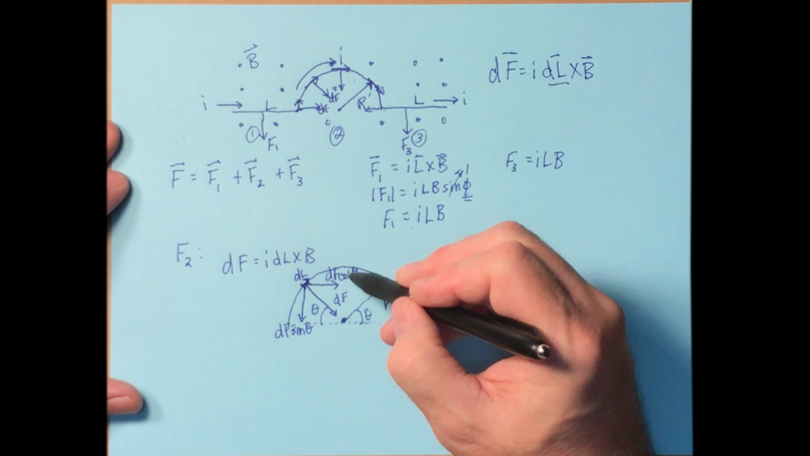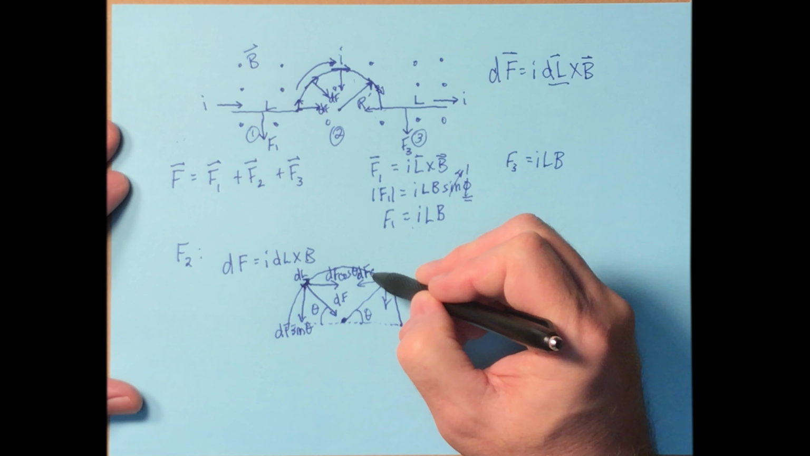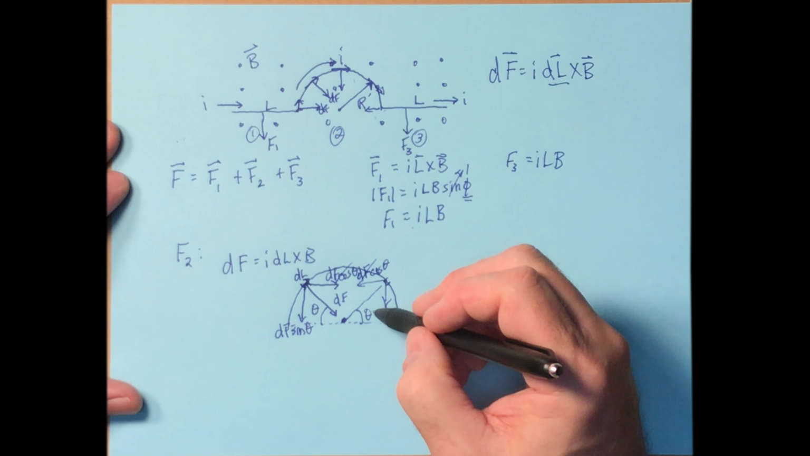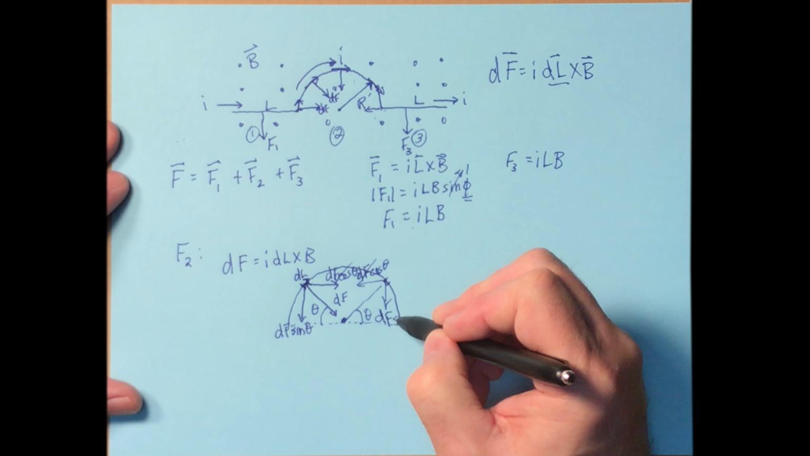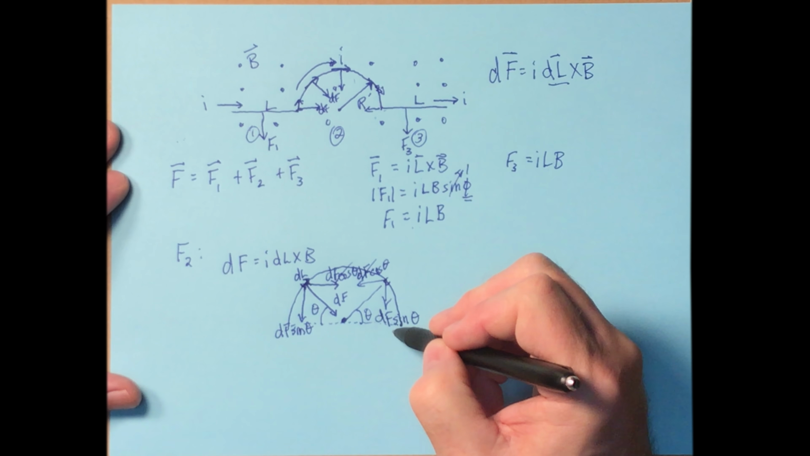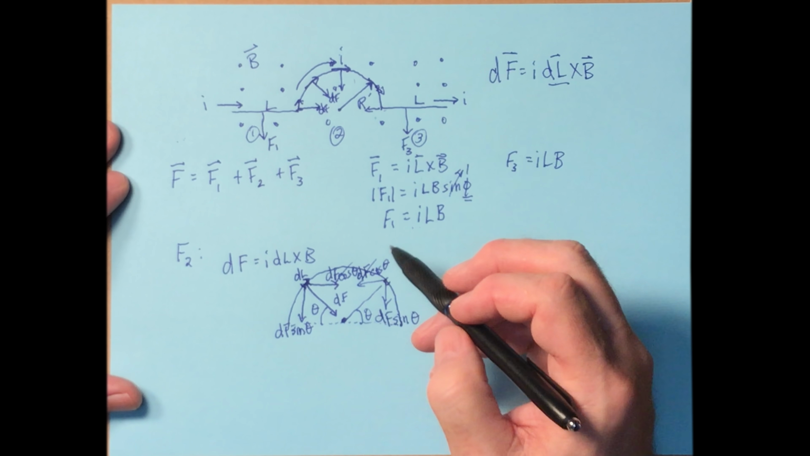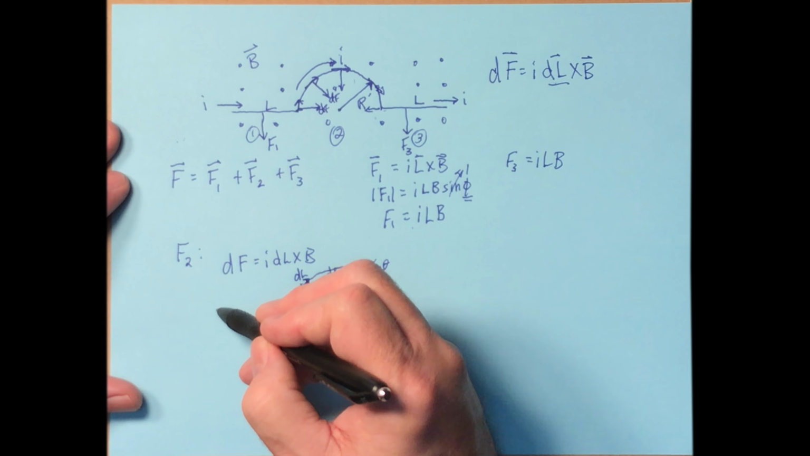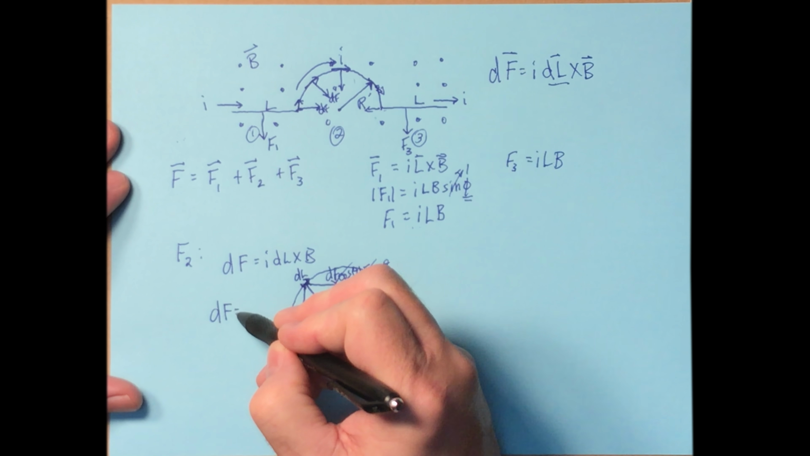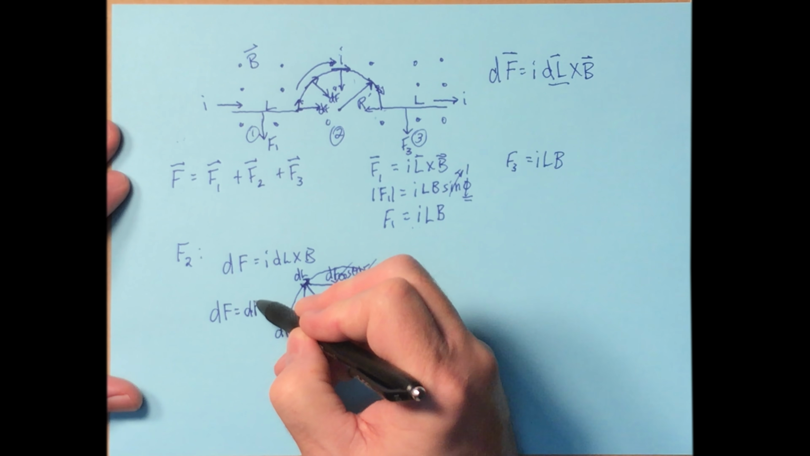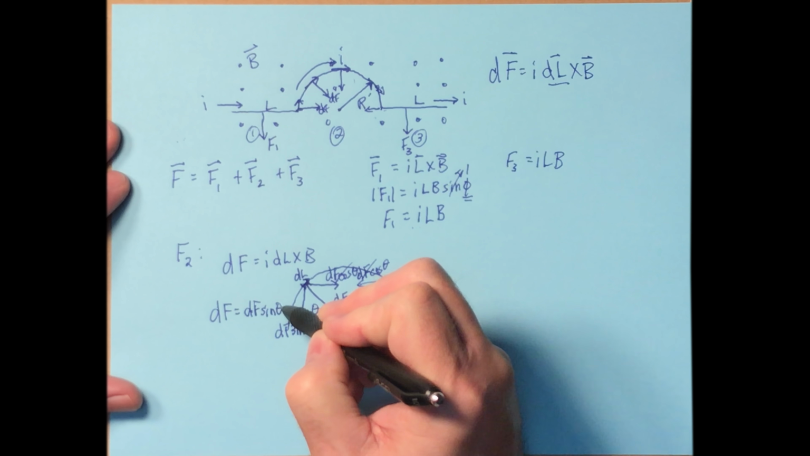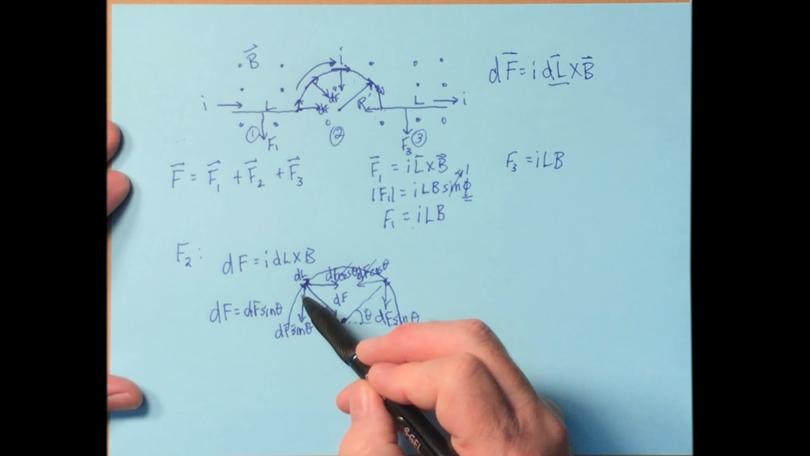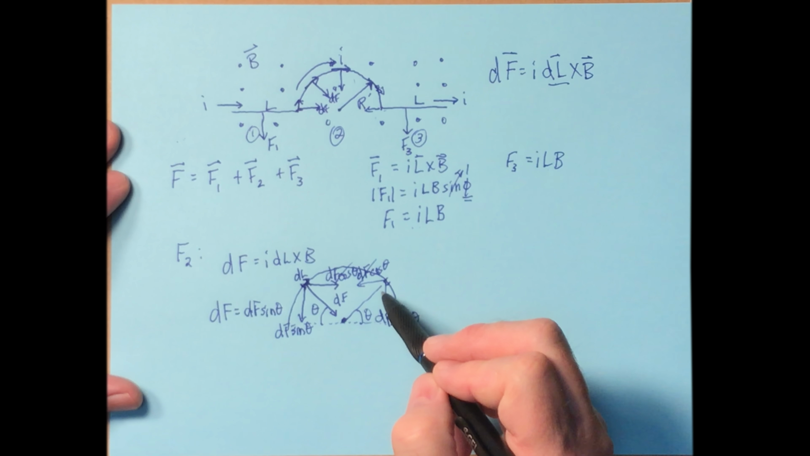And notice what happens here. The dF cosine components are going to cancel each other. However, the dF sine theta components are going to add together. So what does that mean? That means that our dF for area 2 is really going to be the dF sine theta components that we need to concern ourselves with, and we don't need to concern ourselves with these horizontal components.